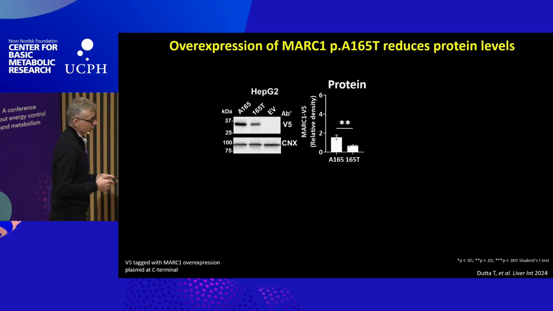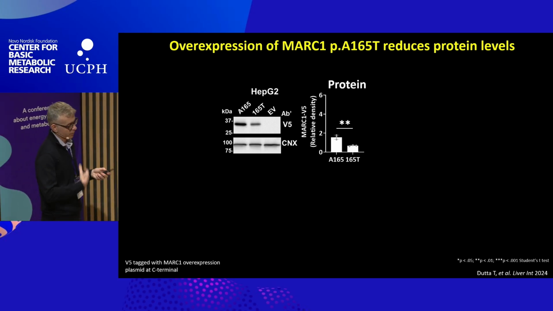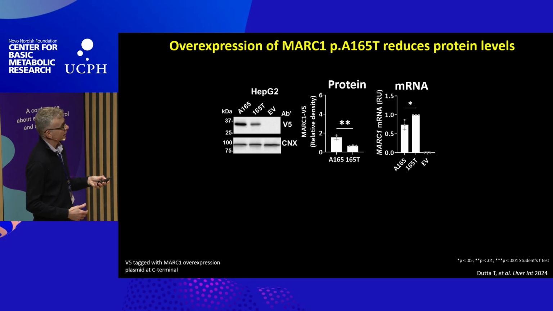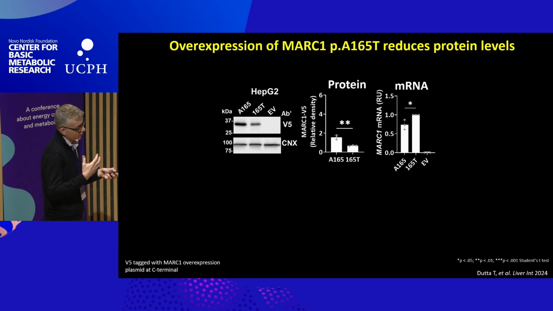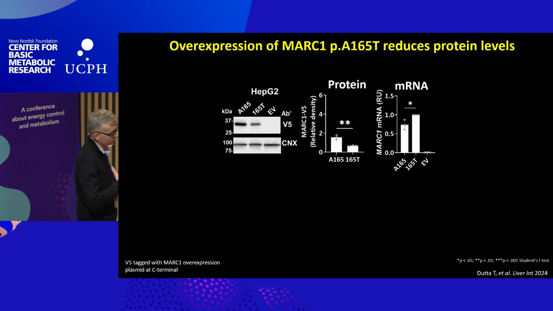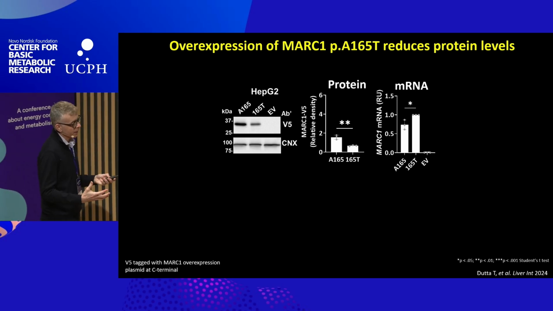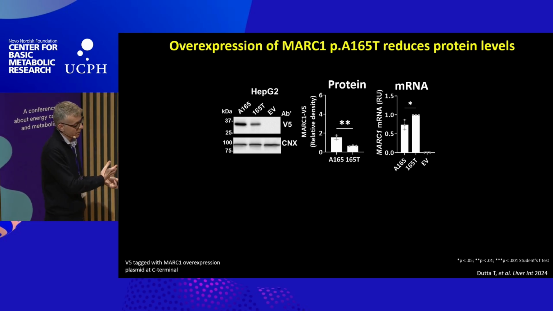But then, of course, we thought, maybe there is some problem with the overexpression vector, so we measured mRNA, and mRNA was higher, indicating maybe, I don't know, a compensatory mechanism, but anyway, that the reduction we see here was not due to lower mRNA expression, but something related either to synthesis of the protein or more degradation.